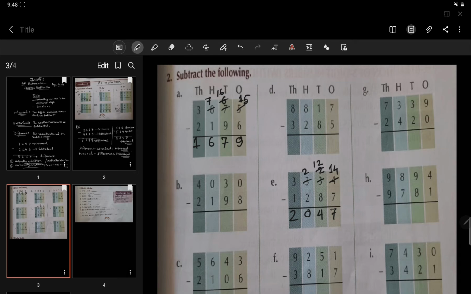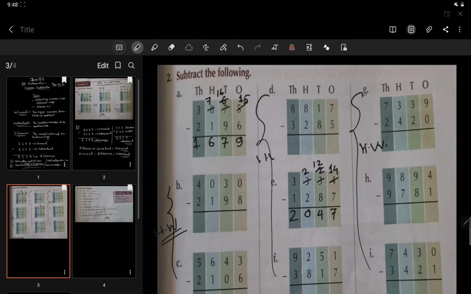Clear? So the rest of the parts, that is B, C, D, F, G, H, I, are all your homework. You have to do them in your book. Okay?